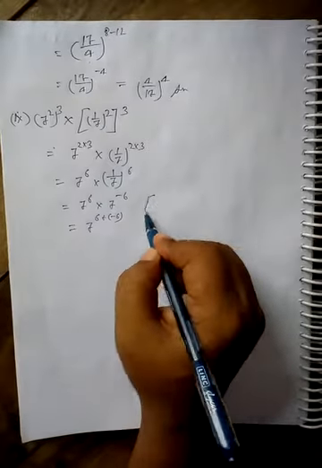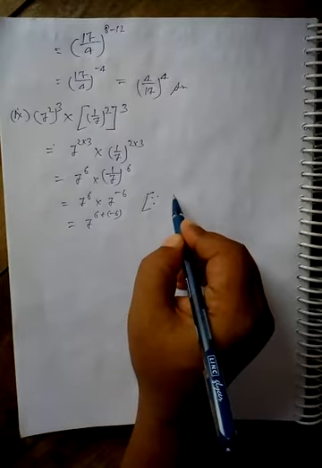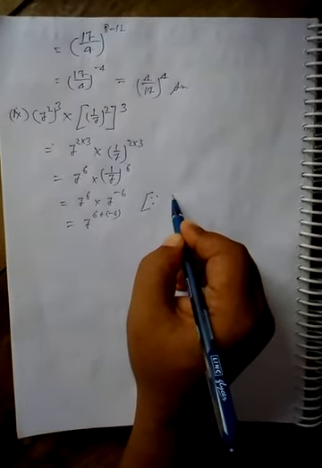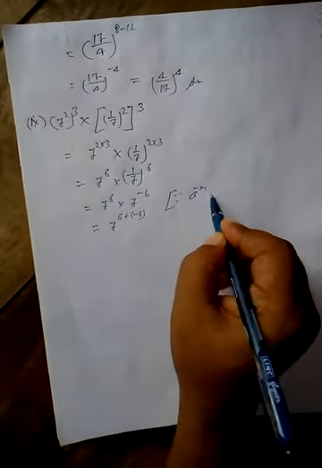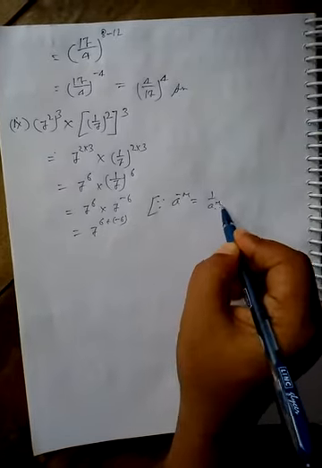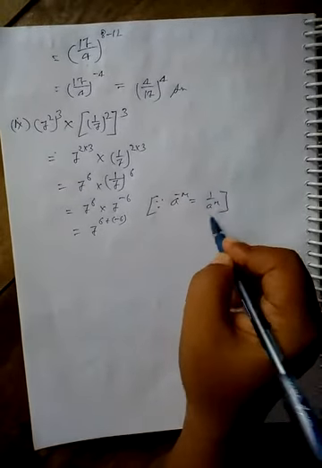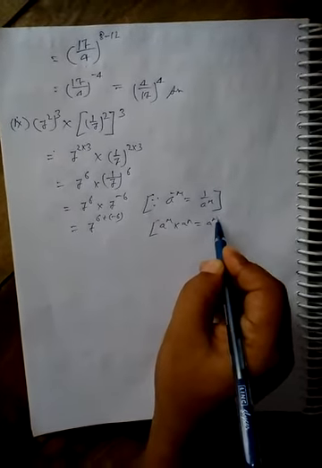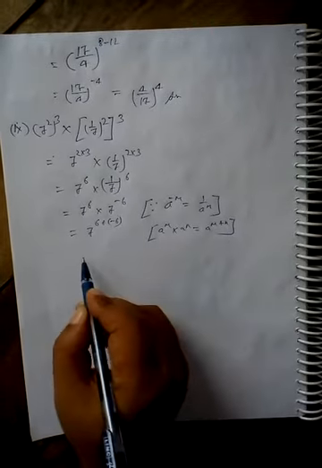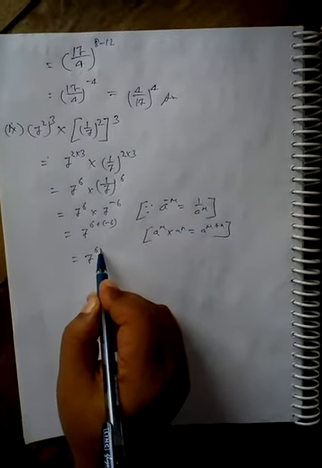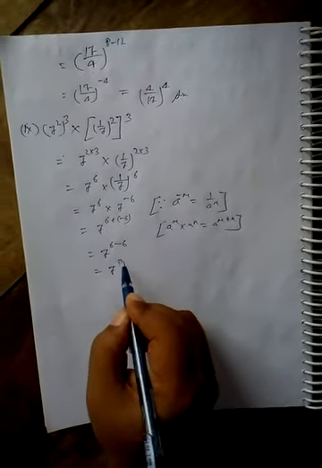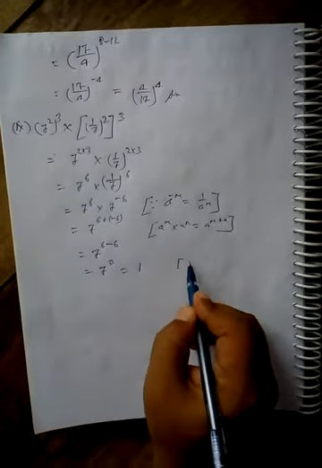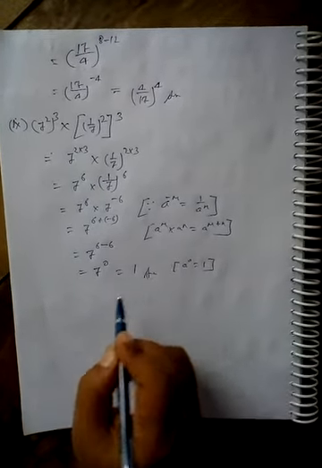Here we have used the identity a^(-n) is equal to 1 upon a^n. Here a^m into a^n is equal to a^(m+n). So 7 raised to power 6 plus minus 6, so it is 7 raised to power 0, which gives you 1, since a raised to power 0 equals 1. This is the answer.